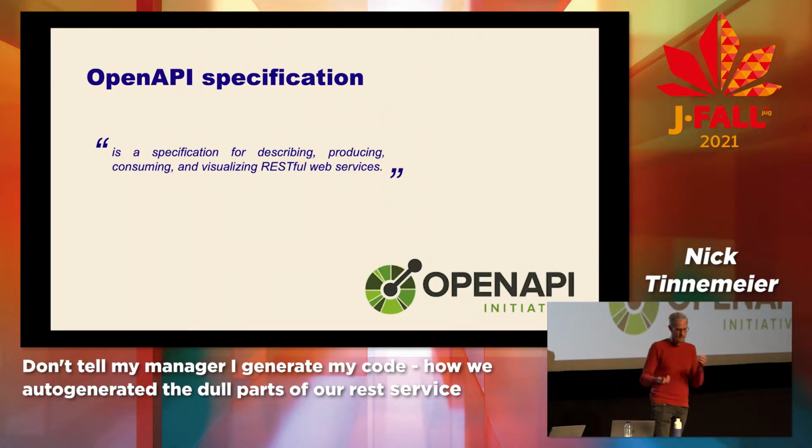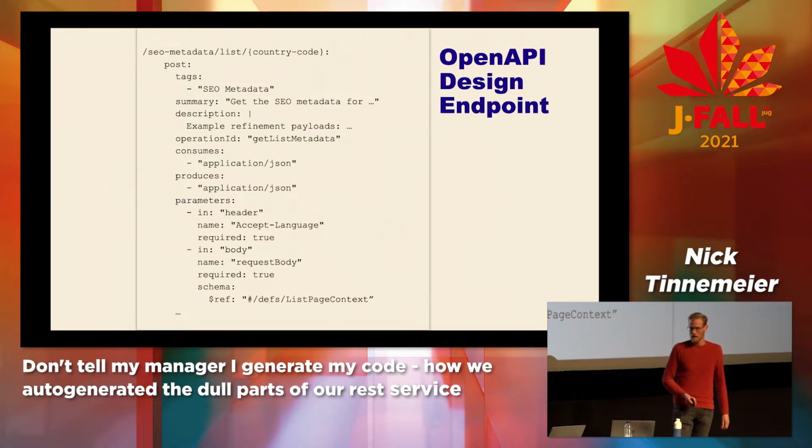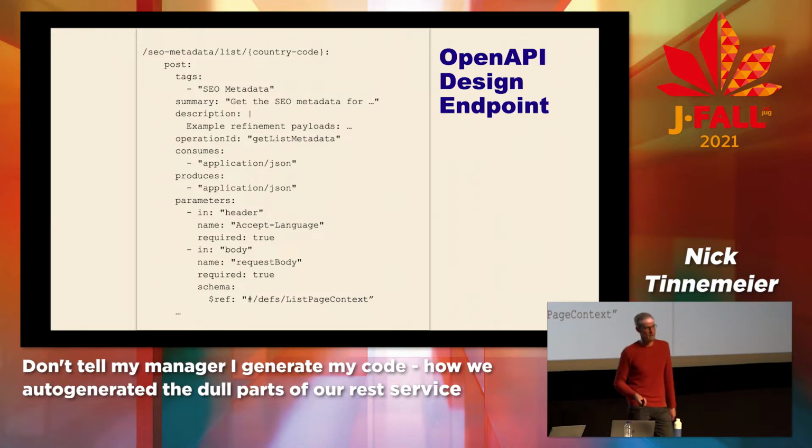For auto-generating code, an API specification comes in quite handy, because it's a specification for describing, producing, consuming, and visualizing RESTful web services. I just stole this from Wikipedia, by the way. So let's have a look at what such a spec looks like.